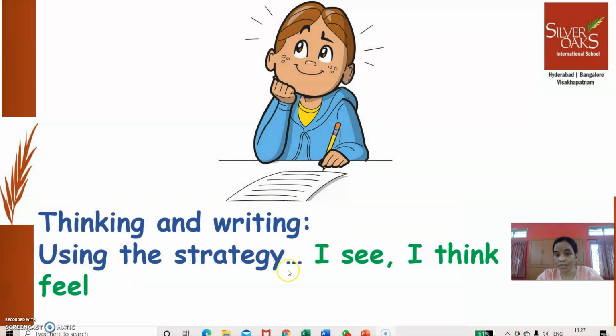Thinking and writing using the strategy I see, I think, and I feel. You'll be very surprised that these are three different things, and mostly we overlap these when we are talking to someone or when we are reporting something to someone. Seeing, thinking, and feeling mostly gets overlapped, and as a result, when you are writing, you are not very clear. So after you learn this strategy, I am sure that you will be able to think clearly and will be able to express it in a better way.